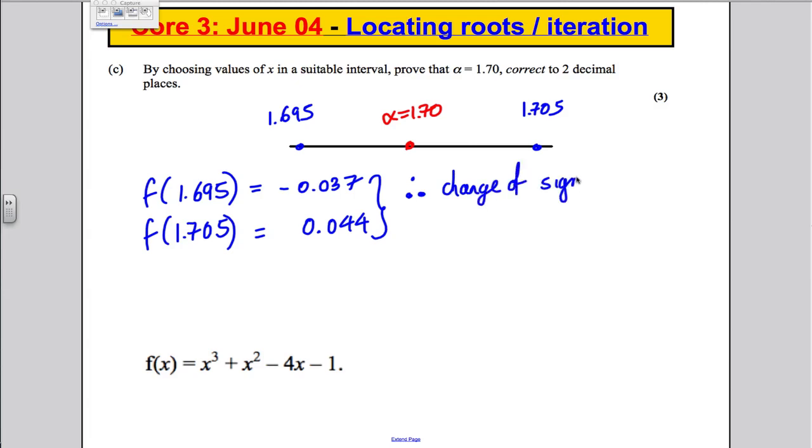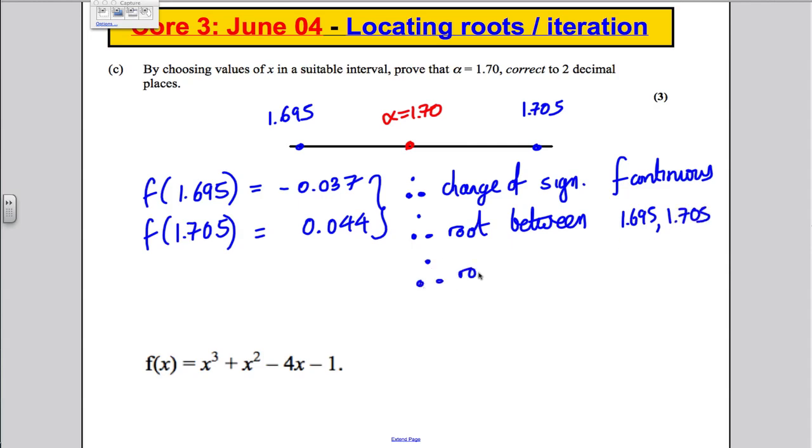and you know that f is continuous, therefore root between 1.695 and 1.705, therefore root is 1.70 to 2dp, and we're done. Next question.